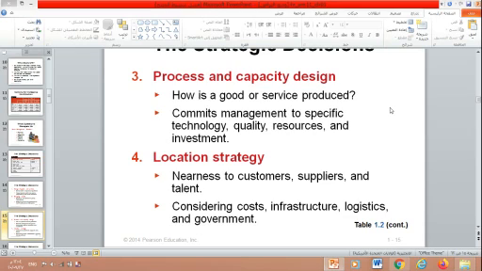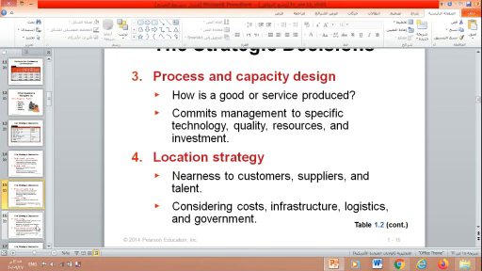The fourth strategic decision is the location strategy. It is searching to be near the customers in order to deliver at a specific time, and also near the suppliers and other talent and facilities. It is considering the cost and infrastructure, logistics, and the government.